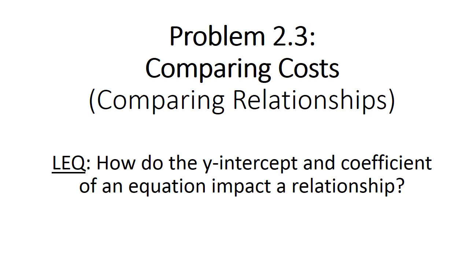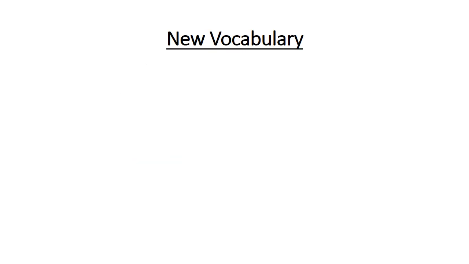This video is for lesson 2.3, which is about comparing relationships. Our essential question is, how do the y-intercept and coefficient of an equation impact a relationship? Let's talk first about some vocabulary.